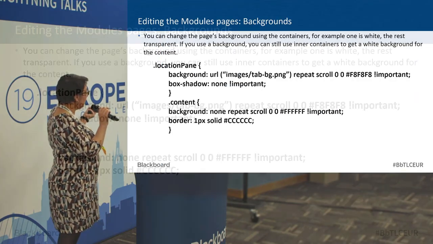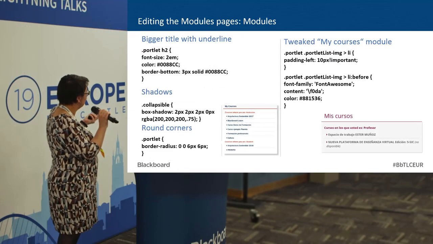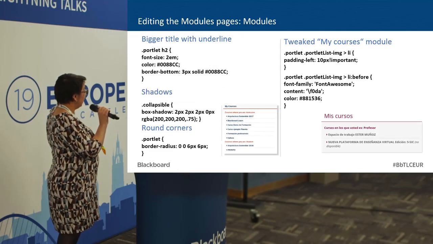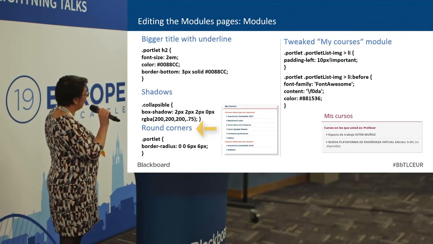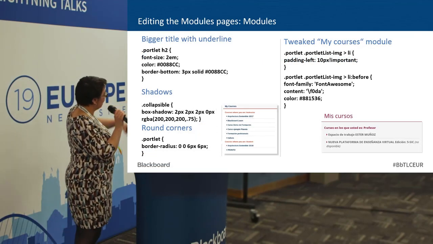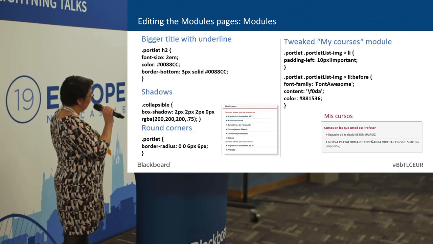So we can work the backgrounds by using, for example, one with a background color or a background image in location pane, then content will turn a little square inside that in white. And then we can play with the modules to make them bigger, to make them have a shadow and not a border. You can round their corners. And I got a partition for the My Courses module to be modified so that there would be a little indentation in the courses names and that triangle.